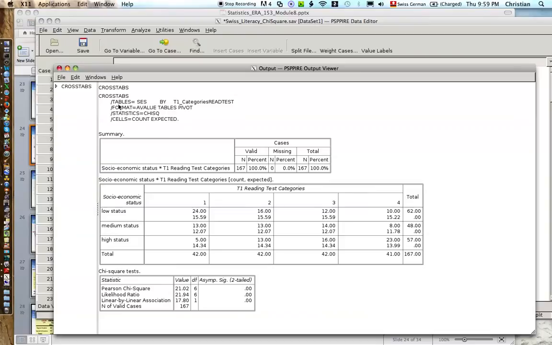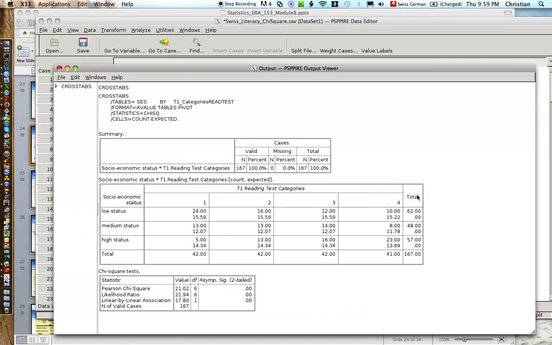So you see here crosstabs, table SES by the T1 categories for the reading tests, and the statistics is the chi-square. First you see that the total number of valid cases is 167, and then we have the table that before you have made these tables yourselves, right? You have one variable, socioeconomic status: low status, medium, and high status, and then for the reading test we have four categories, 1, 2, 3, 4. So lower achievement and then higher achievement here.